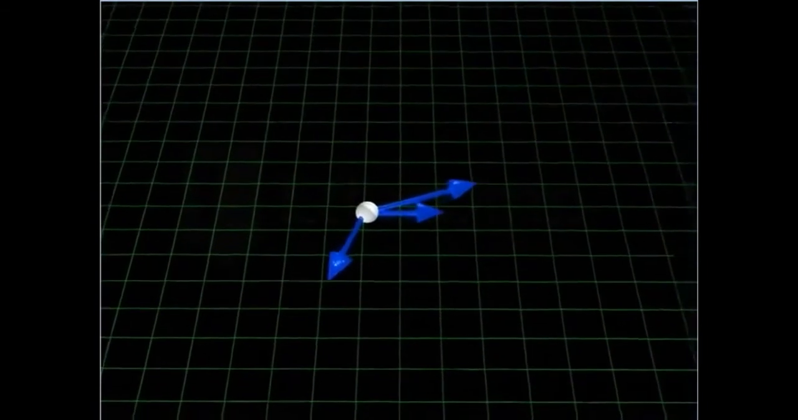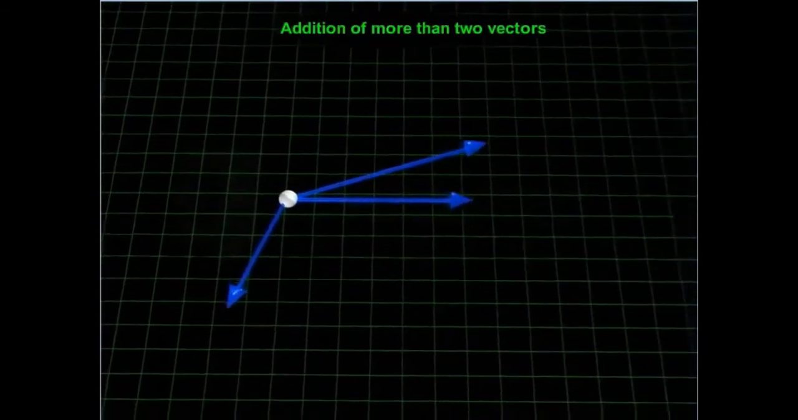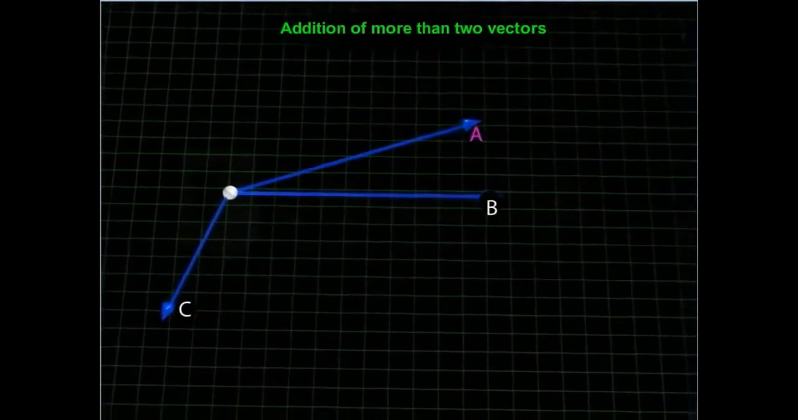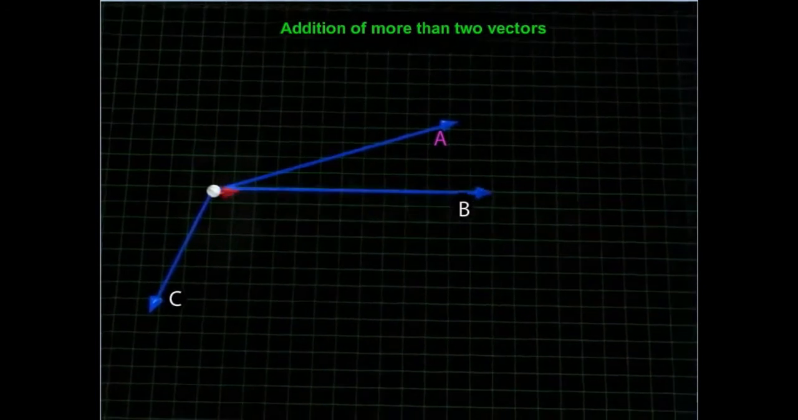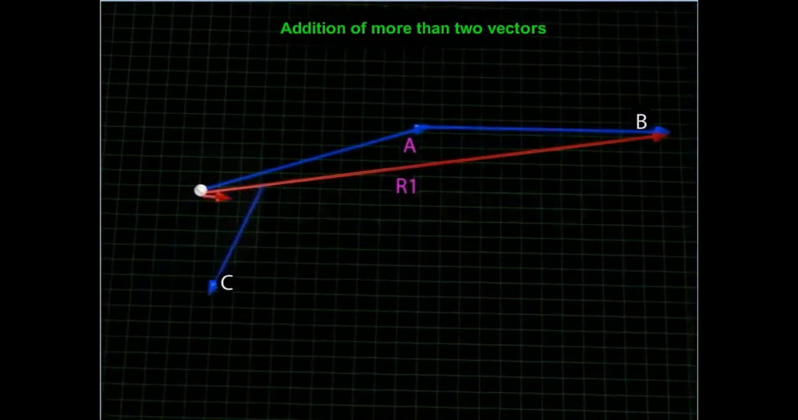Now that you've learned about the methods for adding two vectors, it may be interesting to learn that these methods can be used to add more than two vectors. You can do this by taking any two of the vectors and adding them to each other, and then adding the resultant vector to the next vector.